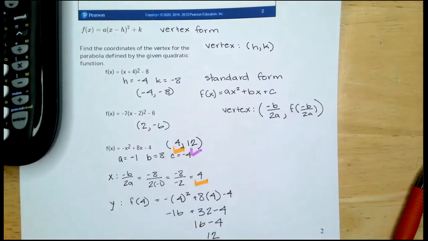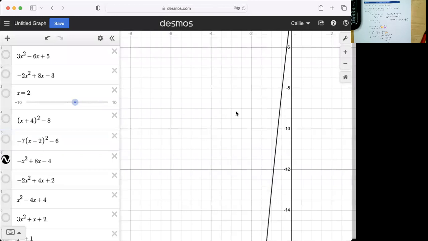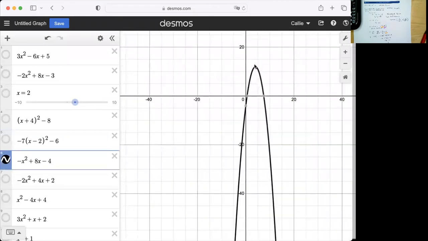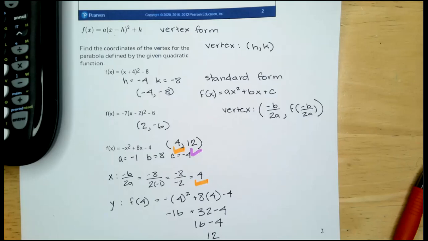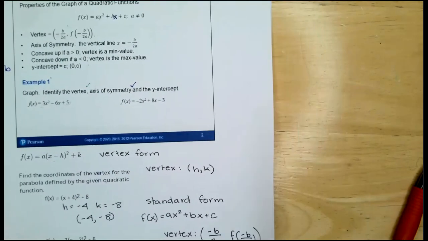Okay, let's check that in Desmos as well. We said it's 4, 12, and they'll also give you your intercepts. Good. All right, so that's the difference between standard form and vertex form. You'll see them both.